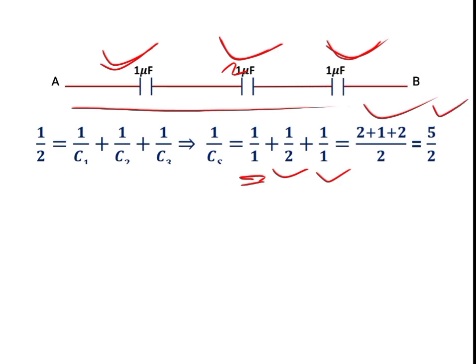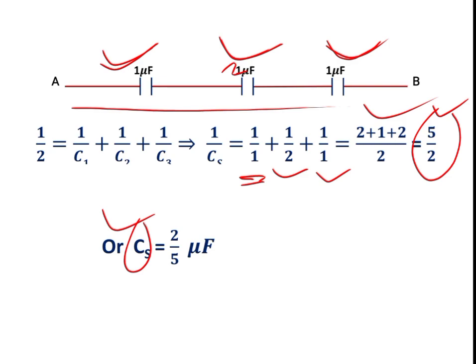Finally how much did we get? 5 by 2. So Cs is equal to 2 by 5. The reciprocal of this value is nothing but the Cs value. So that is 2 by 5 μF. This is the final answer for the capacitance in series combination.